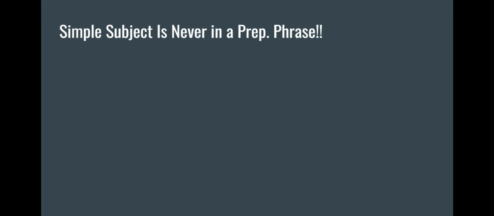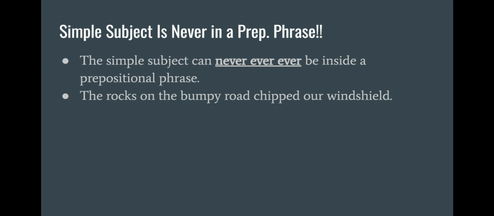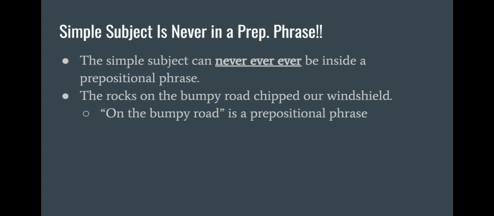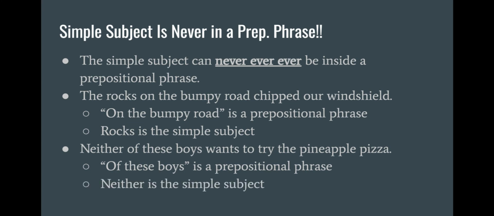The tricky part of the simple subject is that you have to look out for prepositional phrases. The simple subject can never be inside of a prepositional phrase. That's going to be in sentences like, the rocks on the bumpy road chipped our windshield. On the bumpy road is a prepositional phrase, so the simple subject can't be in there, which means the simple subject has to be rocks. Or in this sentence, neither of these boys wants to try the pineapple pizza. Of these boys is a prepositional phrase, so none of those words can be the simple subject, which means the simple subject has to be the pronoun neither. So that is the simple subject.